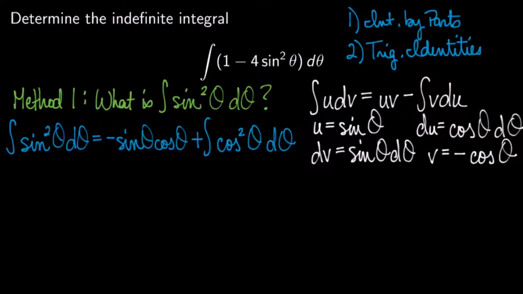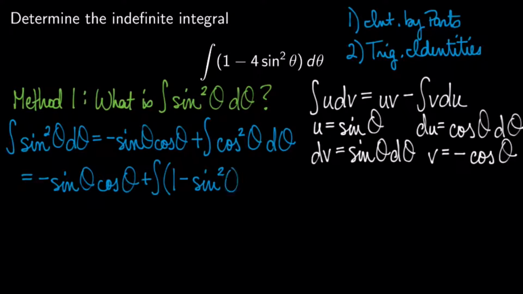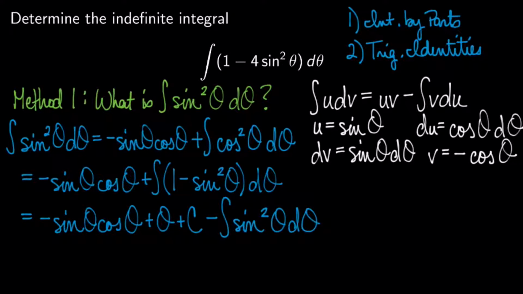Now, I could do integration by parts again, but that won't really give me what I want. Instead, I'm going to use the trig identity that cos squared theta is equal to 1 minus sine squared theta. And so this is equal to minus sine theta cos theta plus the integral of 1 minus sine squared theta d theta. And when I split that up and integrate the 1, I get minus sine theta cos theta plus theta plus c, that's the antiderivative of 1, minus the integral of sine squared theta d theta.